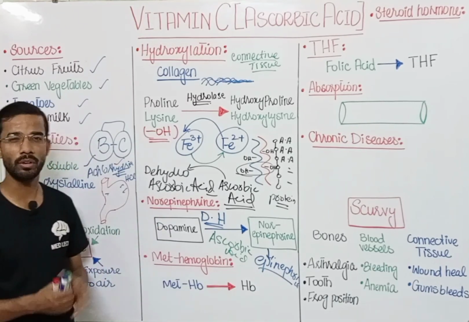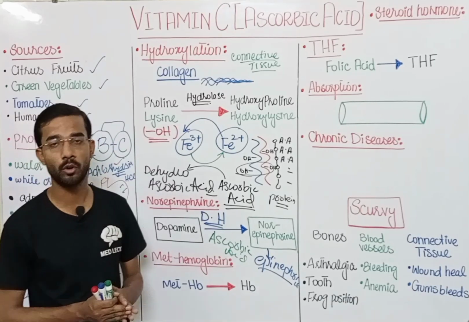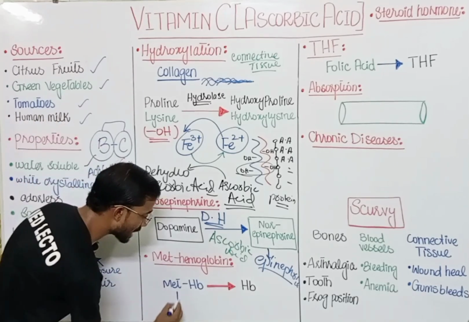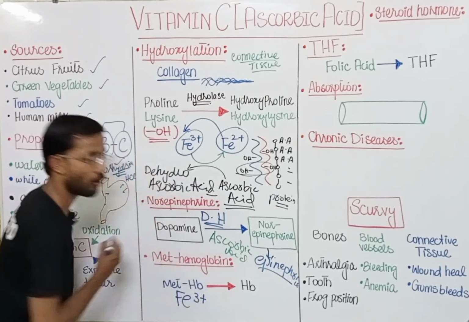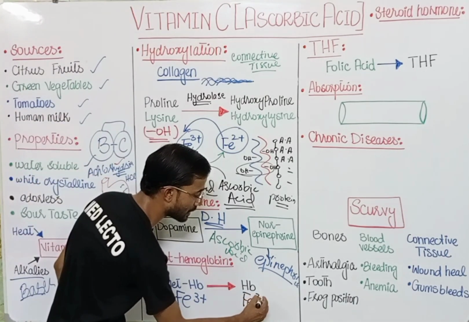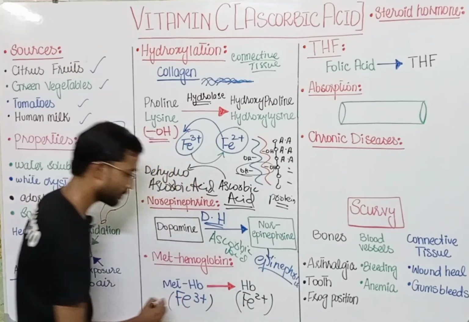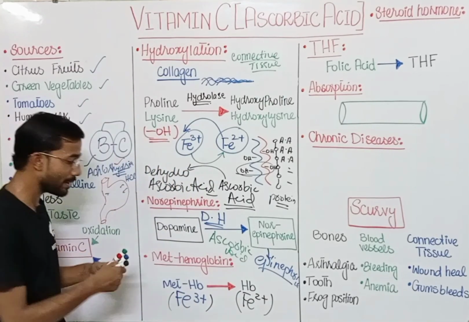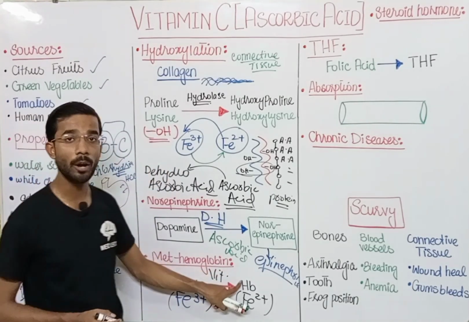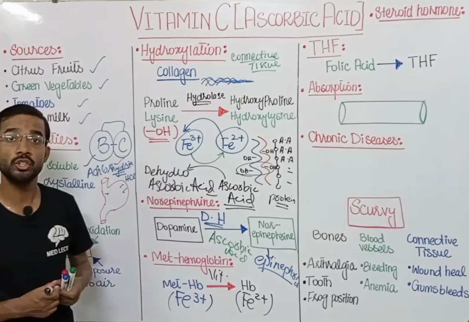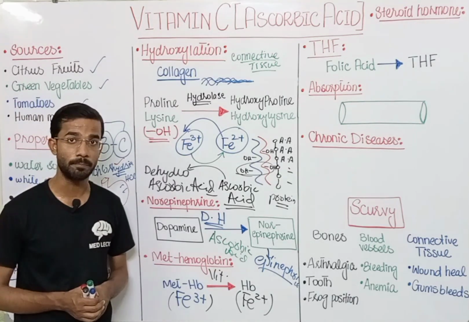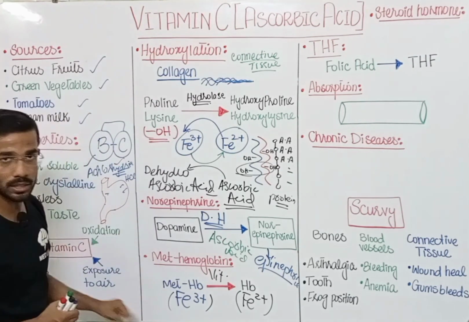Next is methemoglobin. There is a difference between the normal hemoglobin and the methemoglobin. In methemoglobin, the iron is present in the ferric form, but in normal hemoglobin, iron is present in the ferrous form. So vitamin C can be used in the conversion of methemoglobin into normal hemoglobin. That's why in the treatment of methemoglobinemia, we use vitamin C, or you can say ascorbic acid. So this is the third function.